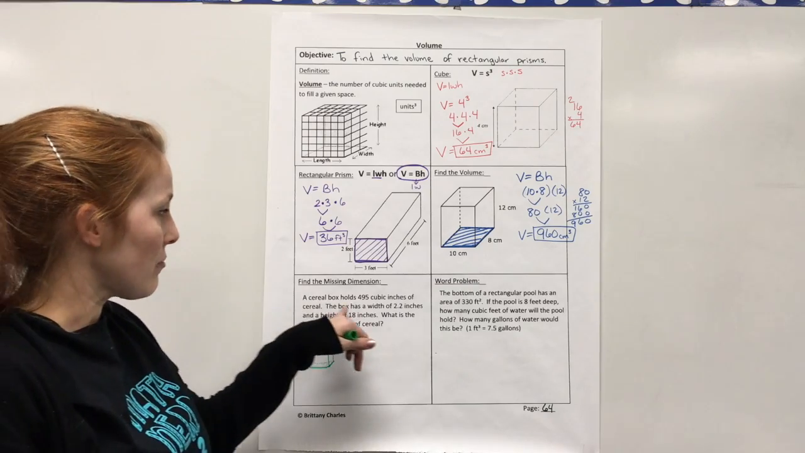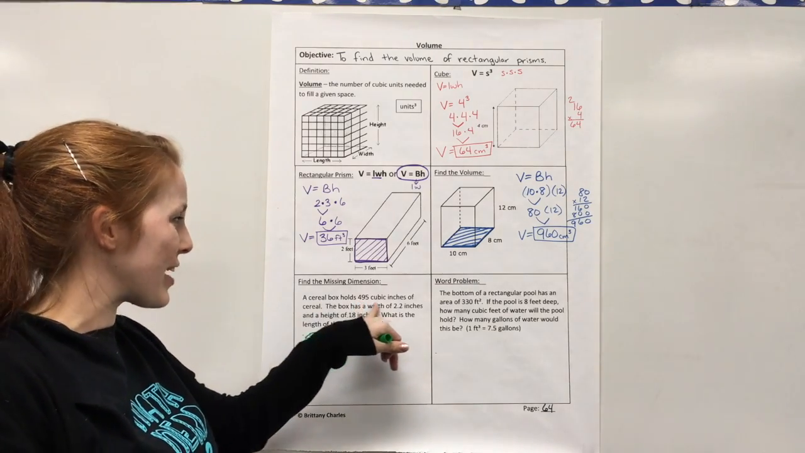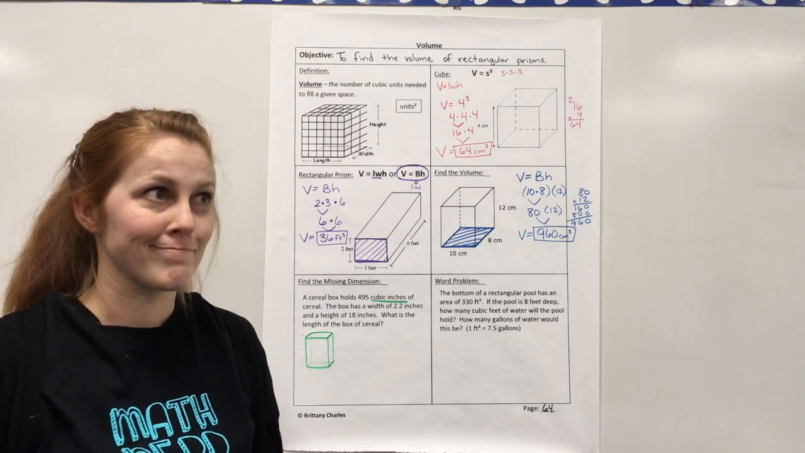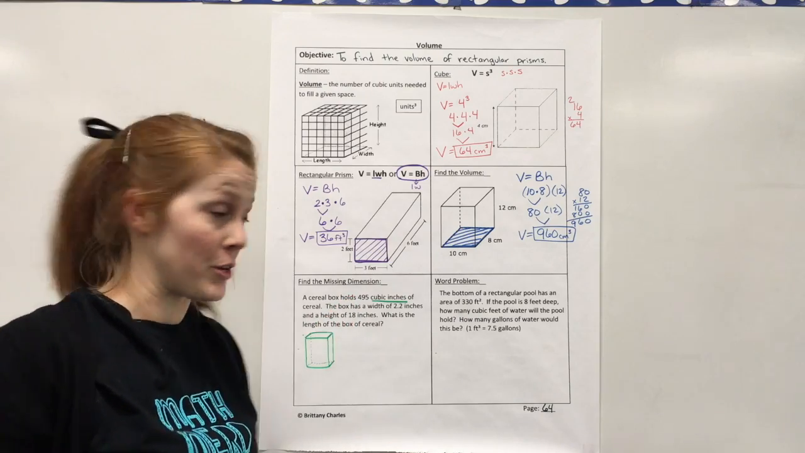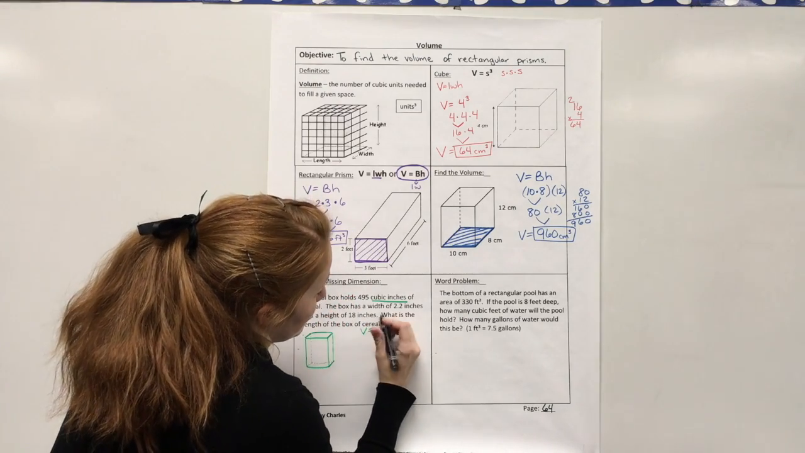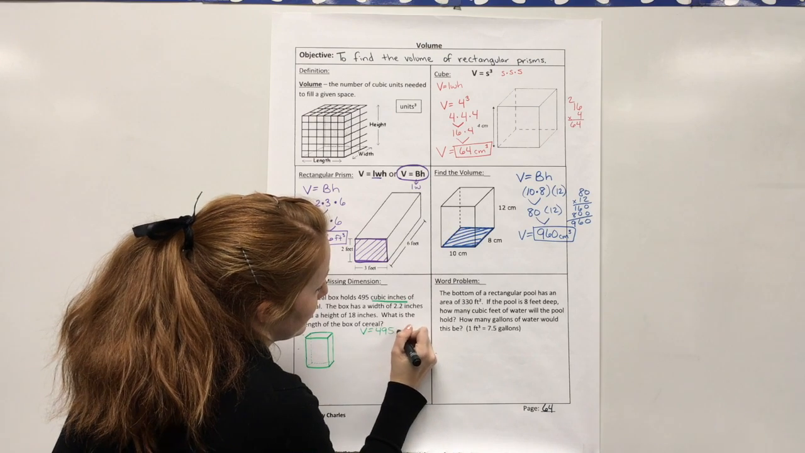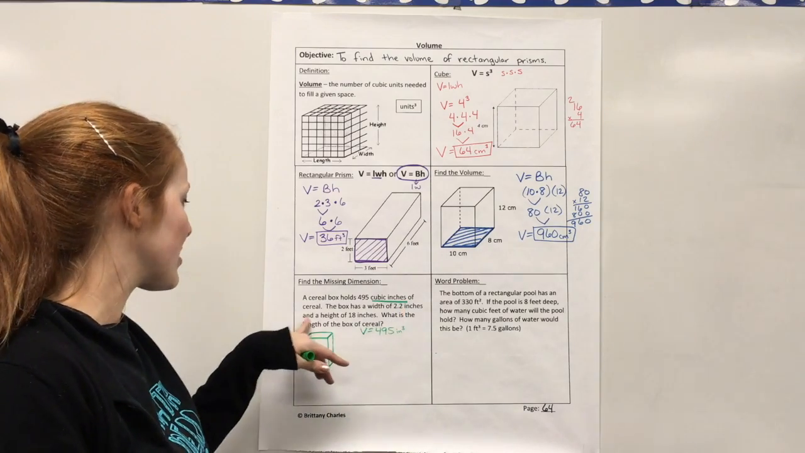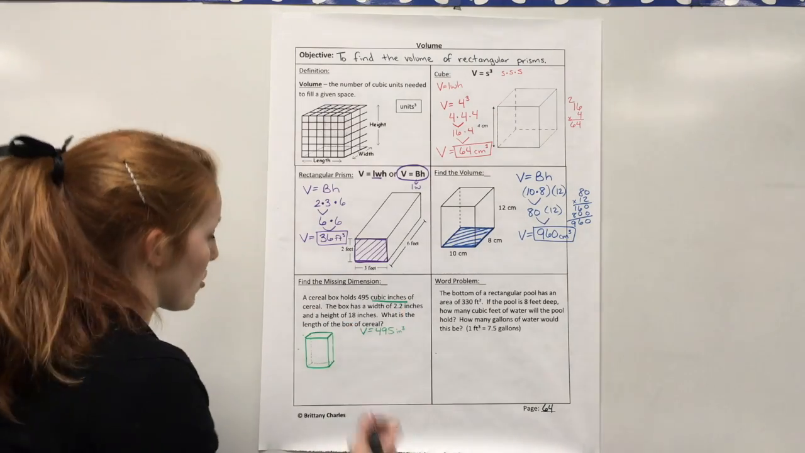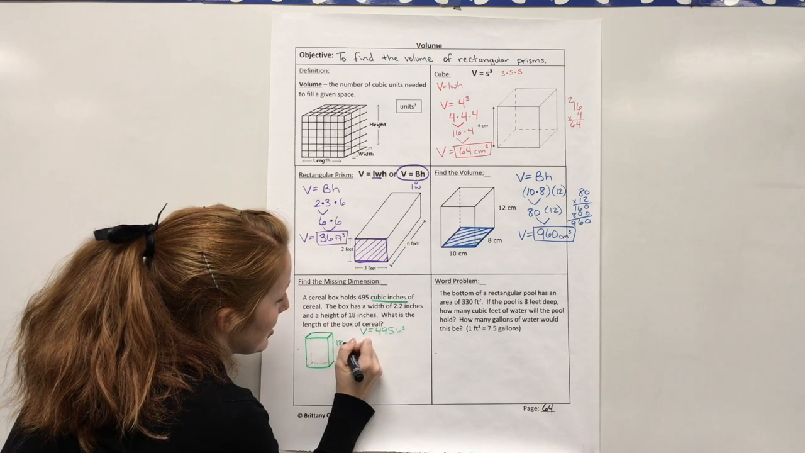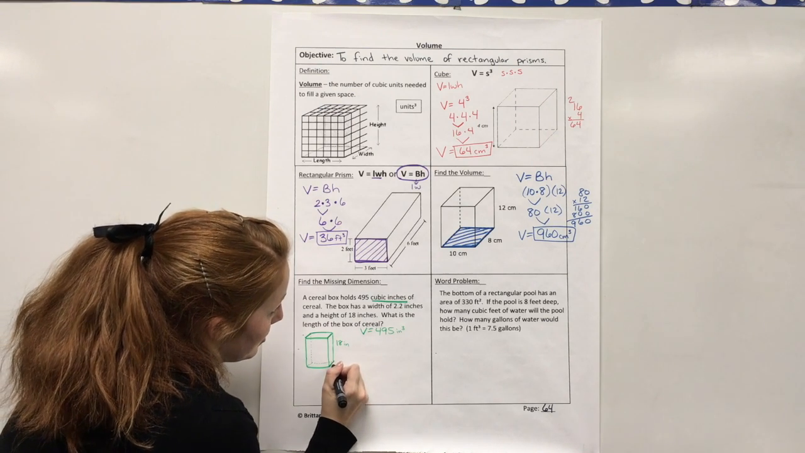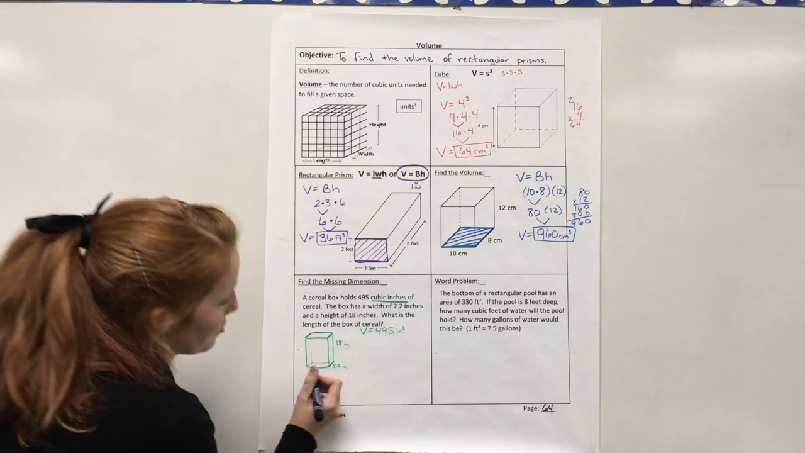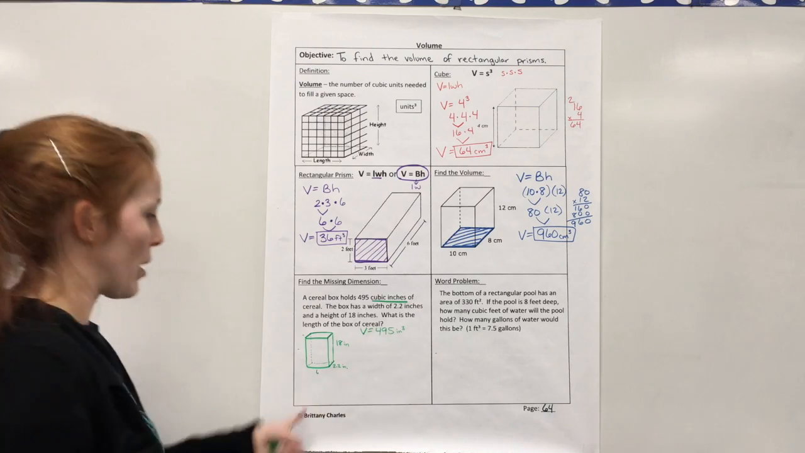Okay, it says it holds 495 cubic inches. Well, let's think about this. What is measured in cubic inches? Volume. So it has already told me the volume. So the volume equals 495 inches cubed. Okay. It says the box has a width of 2.2 inches and a height of 18 inches. So I'm going to label this 18 inches, and I'm going to just label this 2.2 inches. And it says, what is the length? So this L is what I'm trying to find.